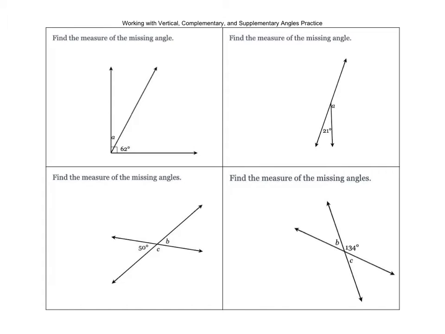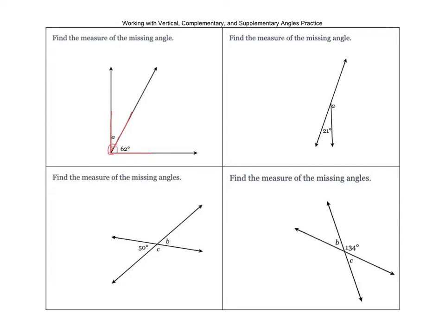We're going to be looking at different angles where we're going to see vertical, complementary, or supplementary angles. So in our first example, we see a right angle and it's split up into two adjacent angles.